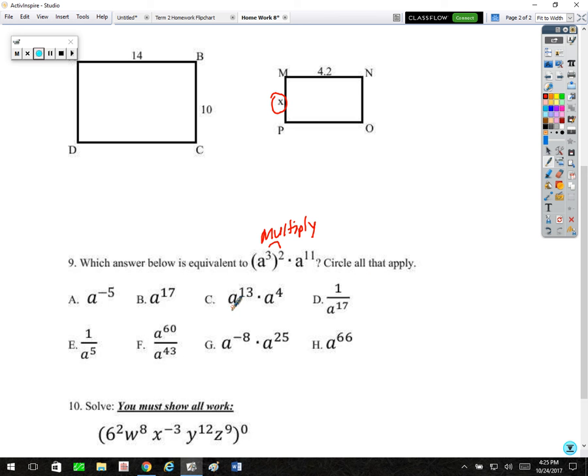All right. Same base, I should be adding. Same base, I should be adding. Same base here, I'm going to be subtracting. So that kind of gives you a little hint what you should be looking for here.